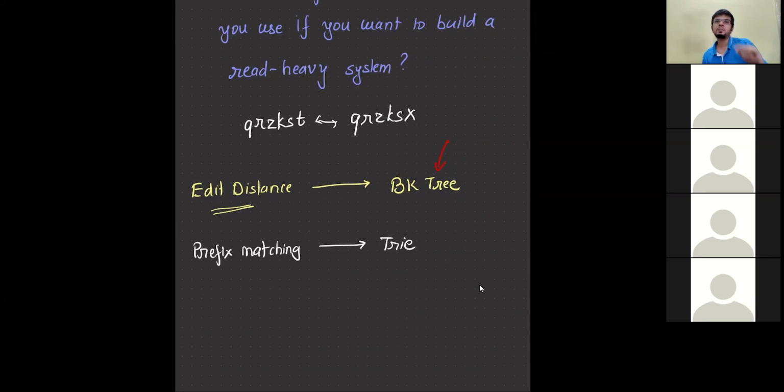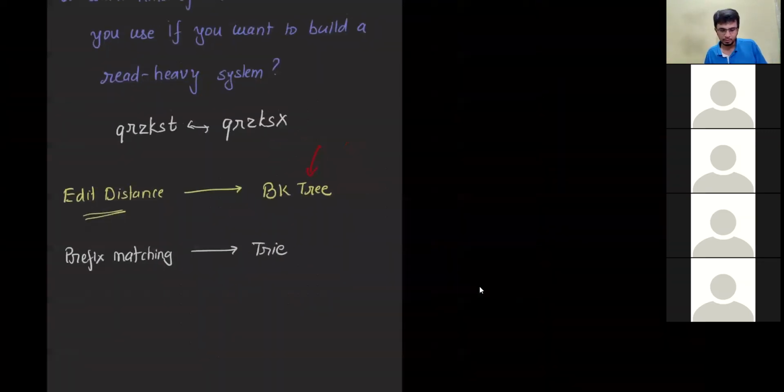So it basically uses a BK tree to store all the strings which are separated by edit distances, and through that you can find out, okay, for an edit distance of 1, what are the closest strings to me. So you can look at a BK tree for edit distance based search, and if you're doing pure prefix matching, you can use a trie to solve this problem.